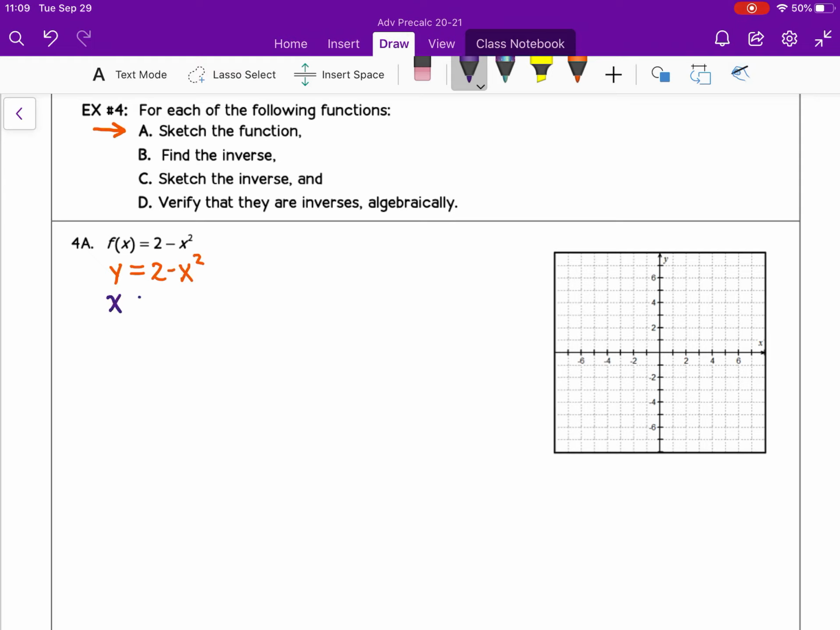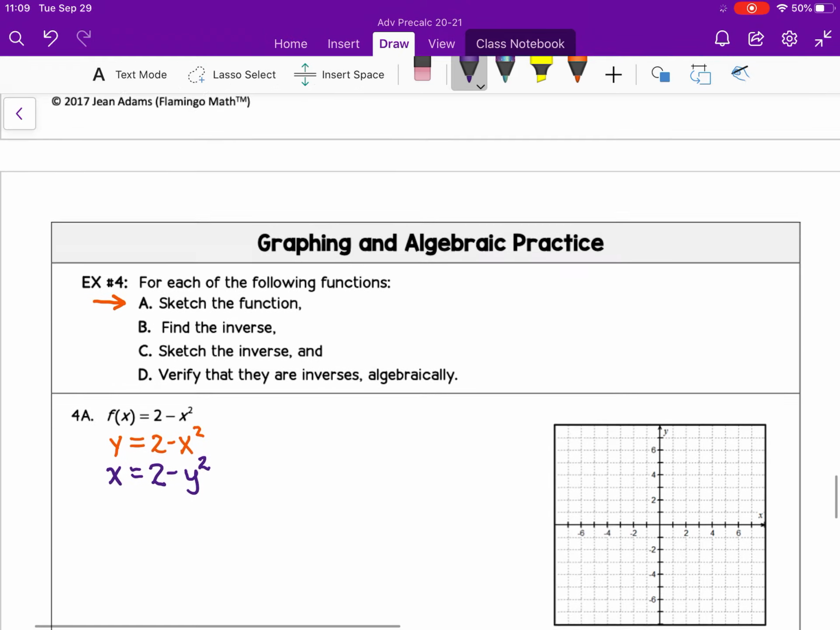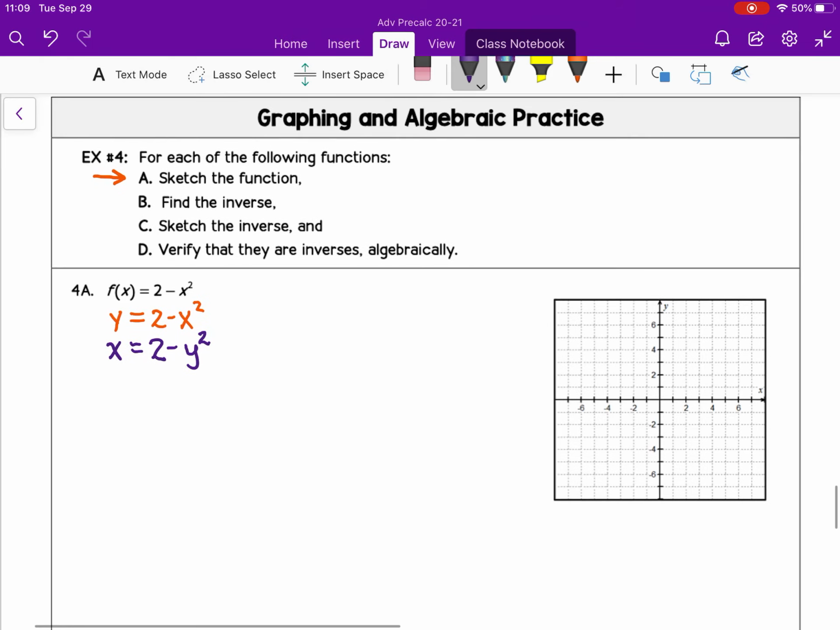To find the inverse, step one is to switch x and y. So what I mean by that is, where there was an x, I'm now putting a y. And where there was a y, I'm putting an x. If there were multiple x's in your formula or in your problem, then you would change every x to a y. So you always change both. Okay? So now we want to get y by itself.